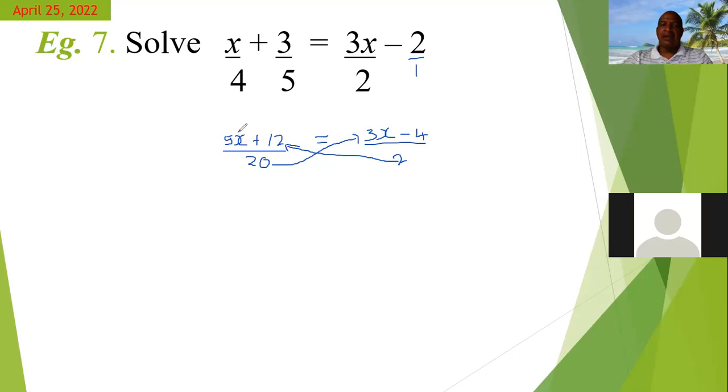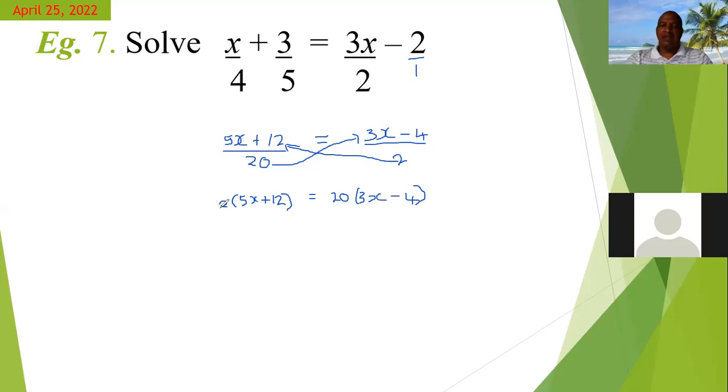So what we have in the numerators are expressions. Remember now, keep your expressions in brackets. So for the left side, you would have 2 times, and you keep the expression in brackets, so 5x plus 12. And on the right-hand side, we would take 20 times the expression, which is 3x minus 4. All right, so the next step now is to remove the brackets by multiplying out what is inside.